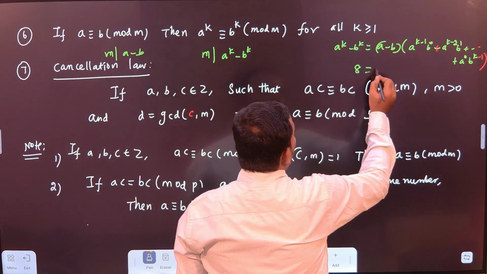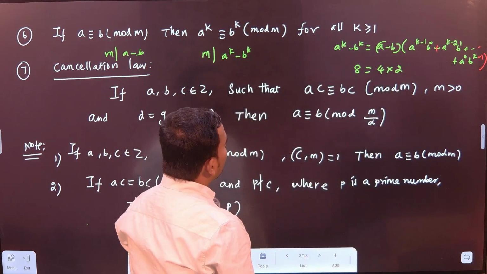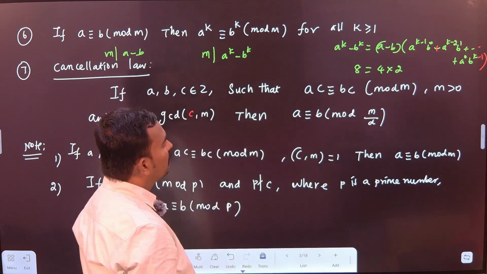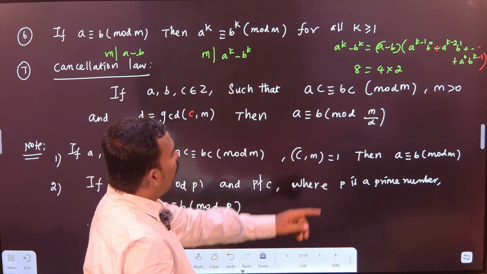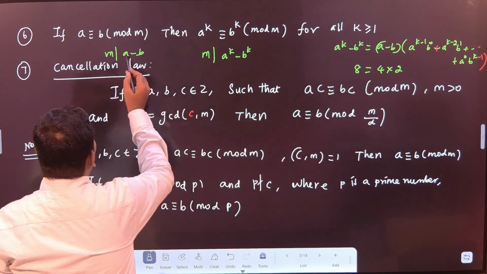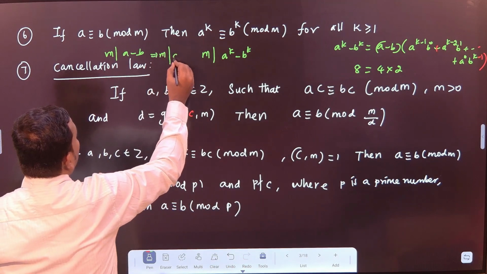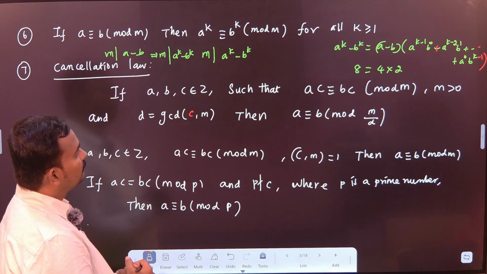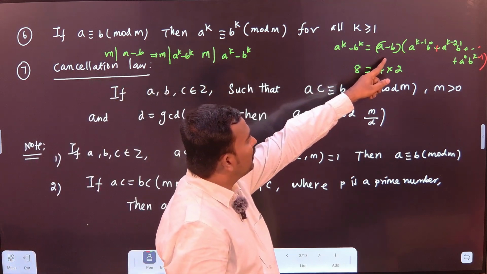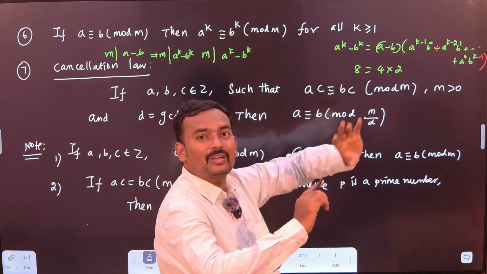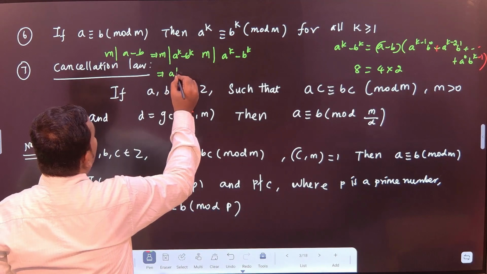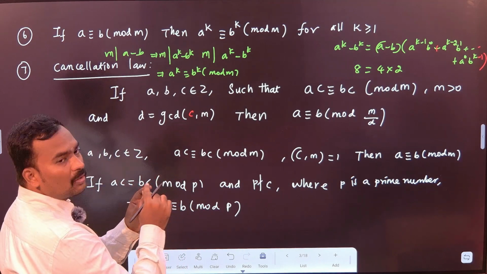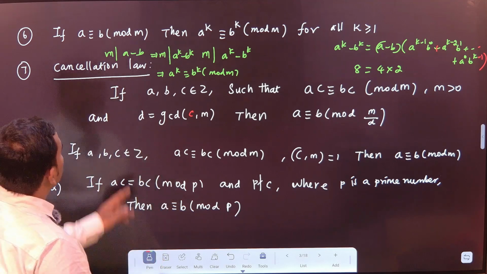For example, if I take 8 is equal to 4 into 2, you can write. Definitely the 4 should be a factor of 8 and 2 should be a factor of 8, right? Understand? So M divides A minus B means we can say that M divides A power K minus B power K. M is dividing this one means definitely it should divide this also, because you can write it as the product of two expressions. Understand? From this we can say that A power K is congruent to B power K modulo M. So this is for all positive natural numbers K greater than or equal to 1, it is true. You can raise that number, there is no change, right? Okay.